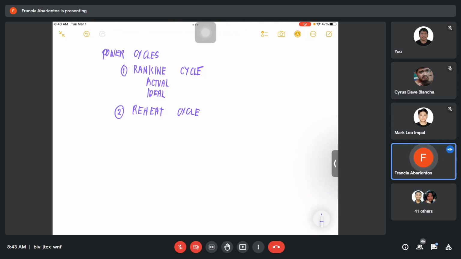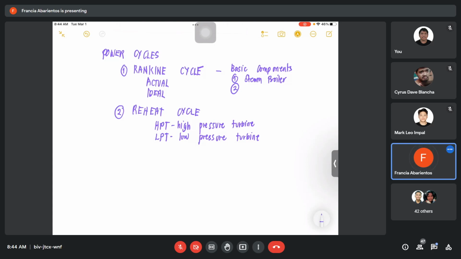And after that, another turbine. Okay? Papasok dito yung high pressure turbine natin, HPT, and the low pressure turbine. Ayan. Ito sa actual Rankine, this is the basic components natin. Pinakauna is yung steam boiler natin for the heat or the fuel. Yung turbine natin. Pangatlo, yung condenser. And yung pang-apat is yung boiler water pump or the pump. Okay?